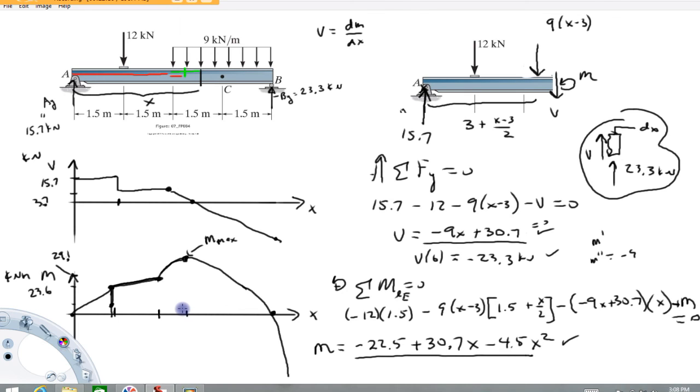All right, so I hope this video demonstrates how to cut a beam apart in various locations to find functions for the internal shear and moment.